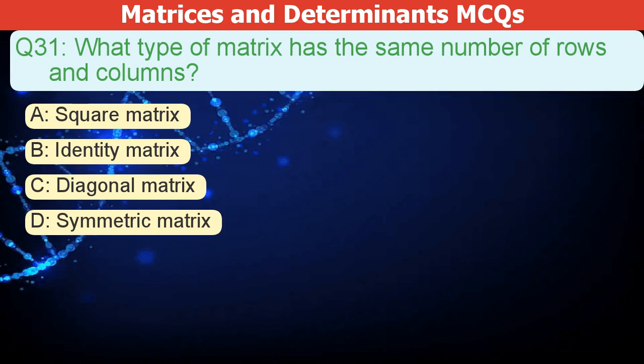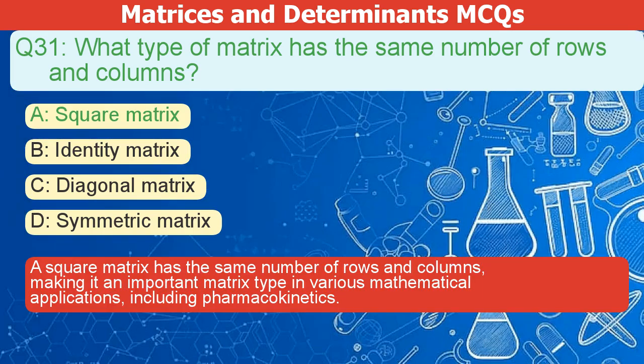What type of matrix has the same number of rows and columns? A. Square matrix. B. Identity matrix. C. Diagonal matrix. D. Symmetric matrix. The correct answer is A. A square matrix has the same number of rows and columns, making it an important matrix type in various mathematical applications, including pharmacokinetics.